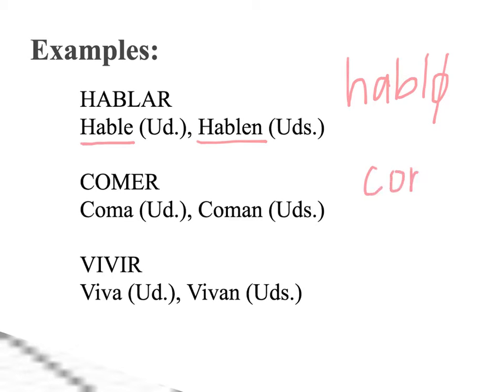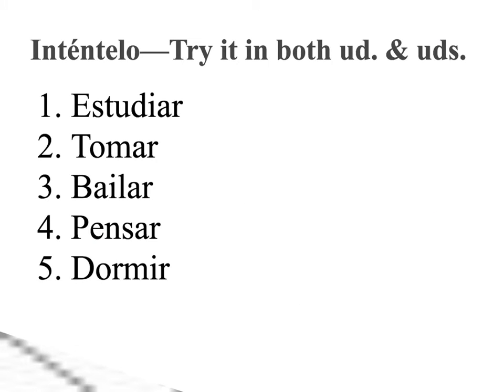Comer, yo present tense is como. Drop the O, add the opposite ending, and you get coma and coman in usted and ustedes. Vivir, yo present tense is vivo. Drop the O, add the opposite ending, viva and vivan. These are easy examples because there are no stem changers, but if you're familiar with how subjunctive is formed, taking that yo present tense and dropping the O, you'll be able to form any verb in a command. So why don't you go ahead and inténtalo, try it. Remember to do both usted and ustedes.